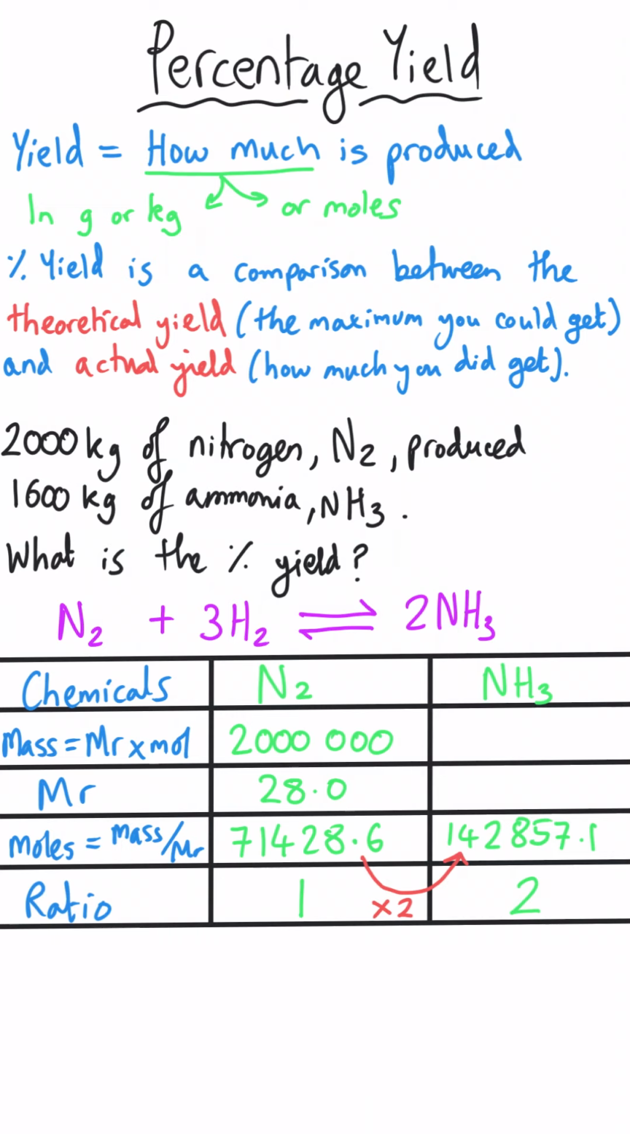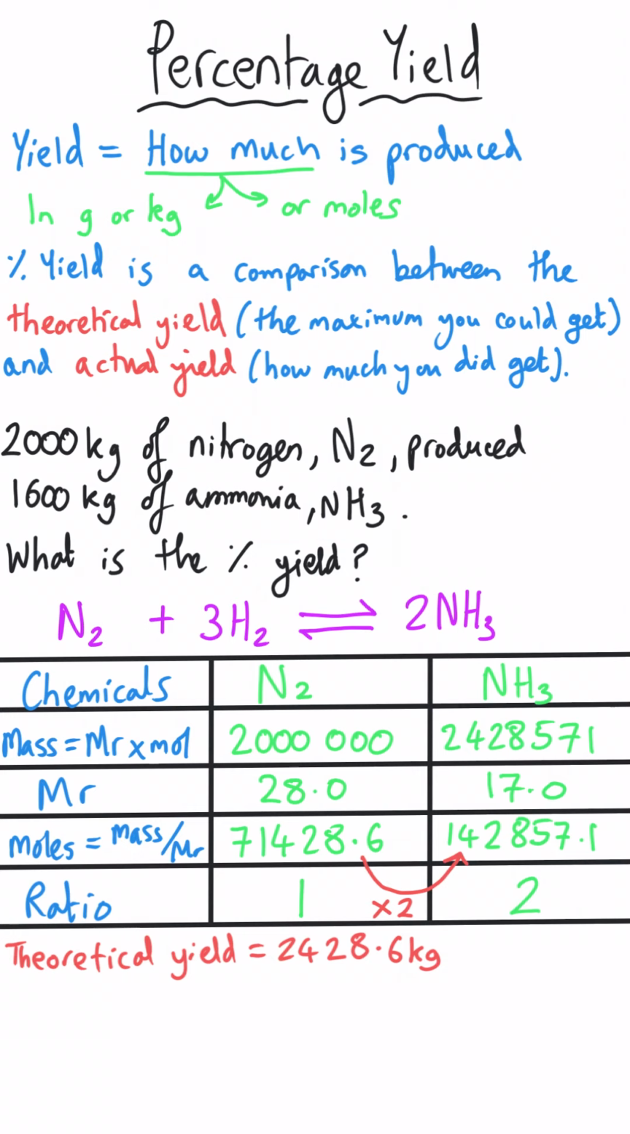142,857.1 moles of ammonia. Now, since mass is Mr times moles, we need to multiply our moles by 17.0, and we get 2,428,571 grams of ammonia produced. And this is the theoretical yield. That is the maximum amount of ammonia that we could make using the amount of nitrogen that we used.